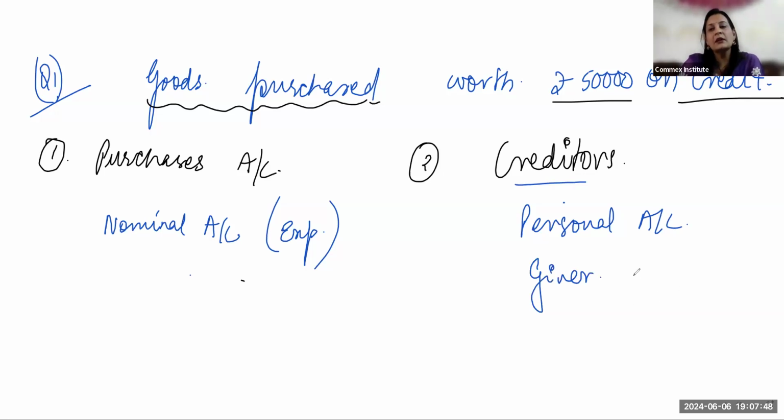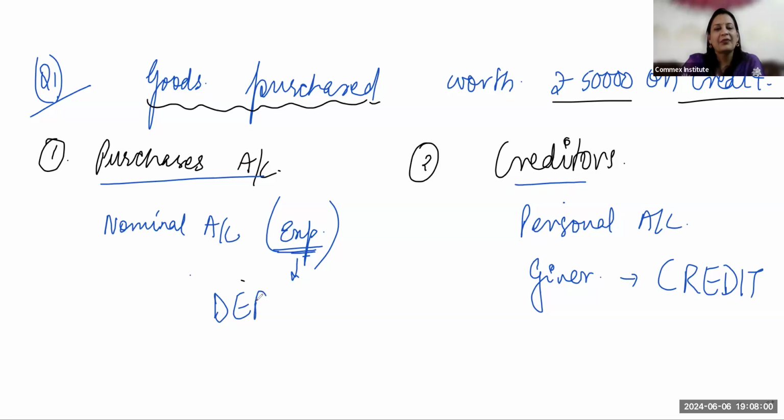तो giver को हम क्या करते हैं? Giver को हम credit करते हैं. और यहाँ पे expense है purchases account, तो purchases account को क्या करेंगे हम? Expenses को क्या करते हैं हम nominal account में? Debit. So यहाँ पे purchases account आपका debit होगा और creditors account आपका credit होगा. Okay. Now, question number 2.